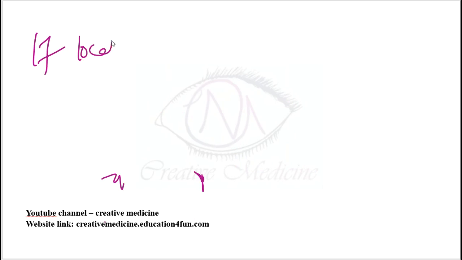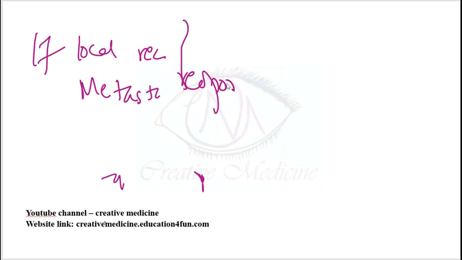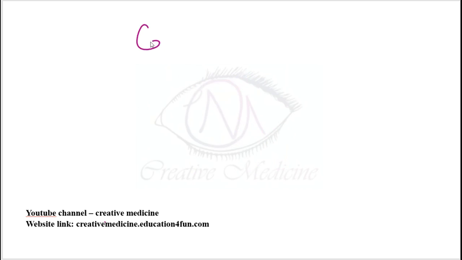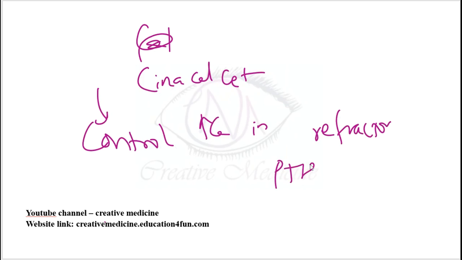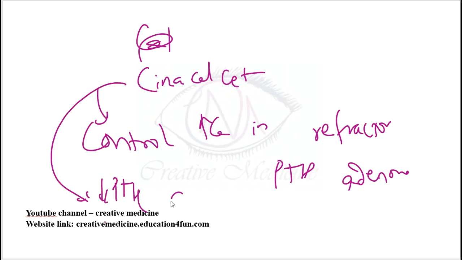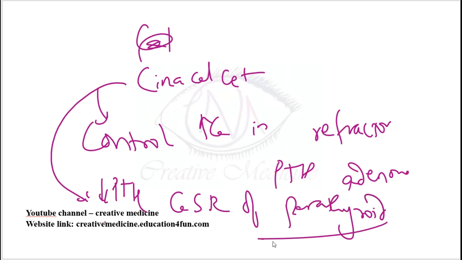Then if there is local recurrence or any metastatic disease, we should do reoperation, especially in cases with hypercalcemia even after the surgery for hyperparathyroidism. Then we can also give cinacalcet. Why is cinacalcet given? It will control the hypercalcemia in patients with refractory parathyroid carcinoma. It decreases the parathormone by acting on the calcium sensing receptors of the parathyroid, inhibiting them and thus decreasing parathormone synthesis.